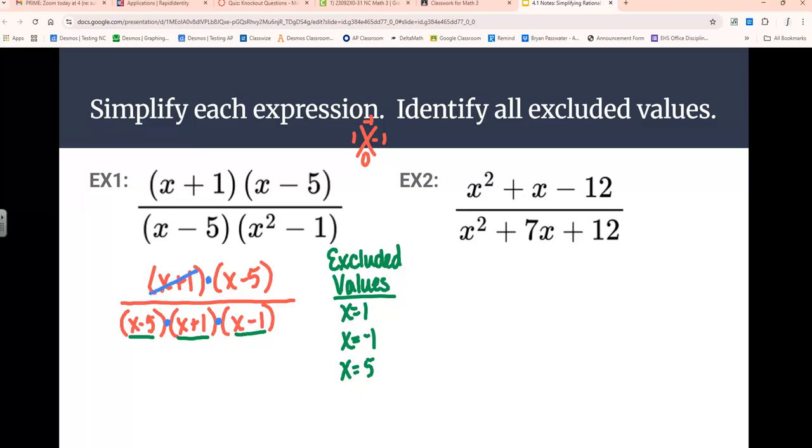I have x plus 1 on top. I have x plus 1 on bottom. Those can cancel. I have an x minus 5 on top. I have an x minus 5 on bottom. Those can cancel. I don't have anything left on the top.